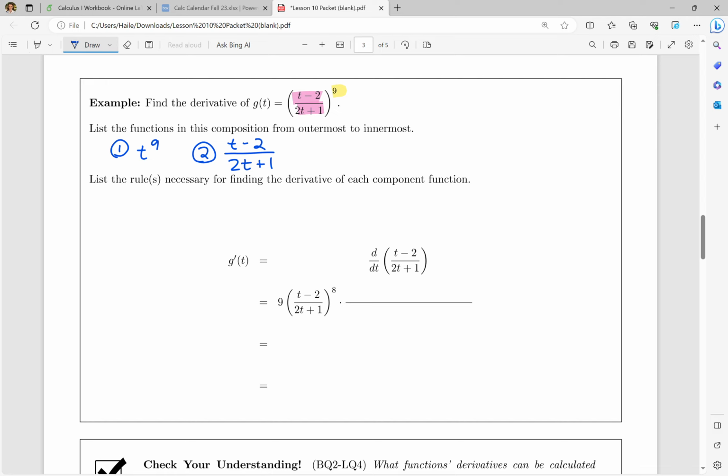Okay, so let's list the rules necessary for finding the derivative of each of these component functions. So for t to the 9th, we need a power rule. For that quotient, we're going to need a quotient rule. Okay, and let's keep up with our highlighting scheme, just so we're clear on where all this is coming from.